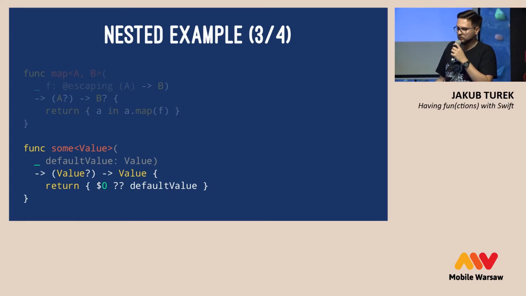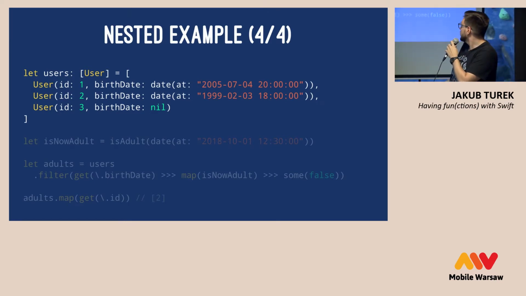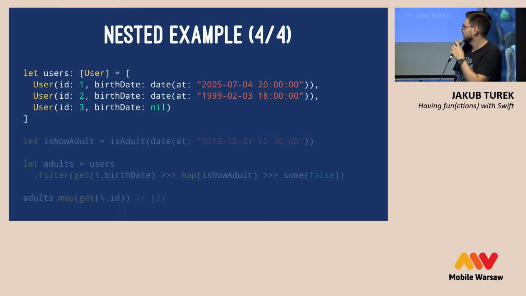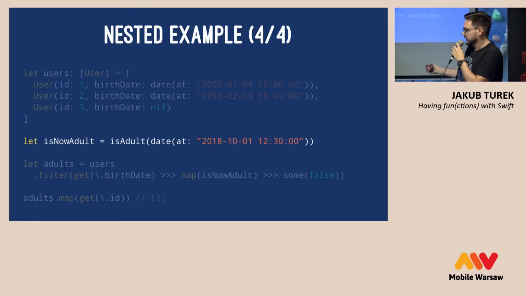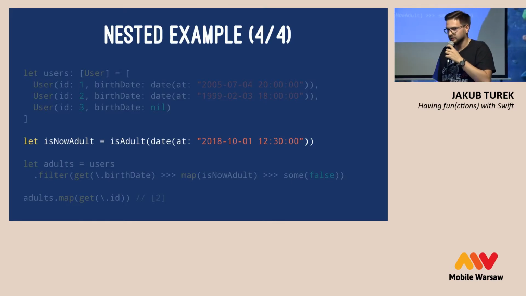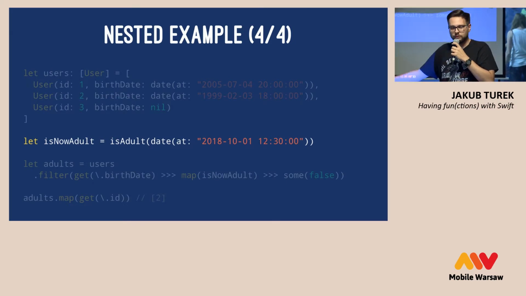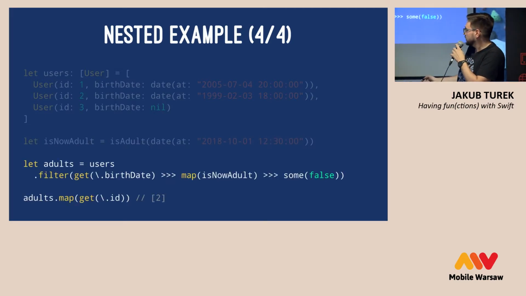Having those blocks defined, we can try to find our adults in the system. So we have 3 users. The first one is not adult, the second one is adult, and for the third one, we don't know the birth date, so it's not adult in our case. We take the method isAdult, hard-coding the current date. In this case, it's hard-coded to give consistent results. And now we have a function that goes from the birth date to whether the user with that birth date is adult or not.